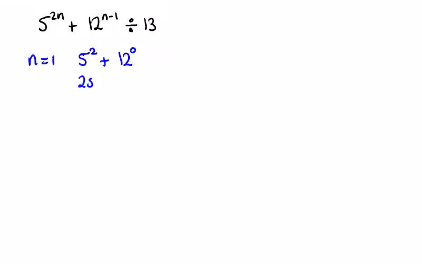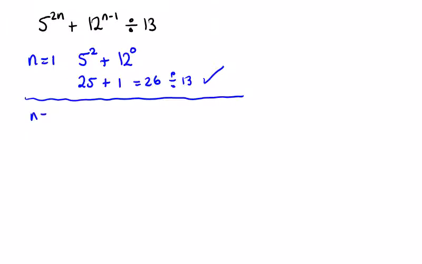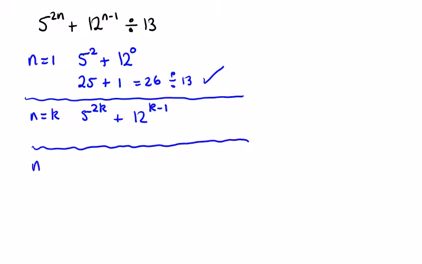And you know that anything to the power of 0 is equal to 1. So this gives us 26, which is divisible by 13. So yes, n is equal to k. We get 5 to the power of 2k plus 12 to the power of k minus 1. This is my assumption. We're going to need to come back to it.